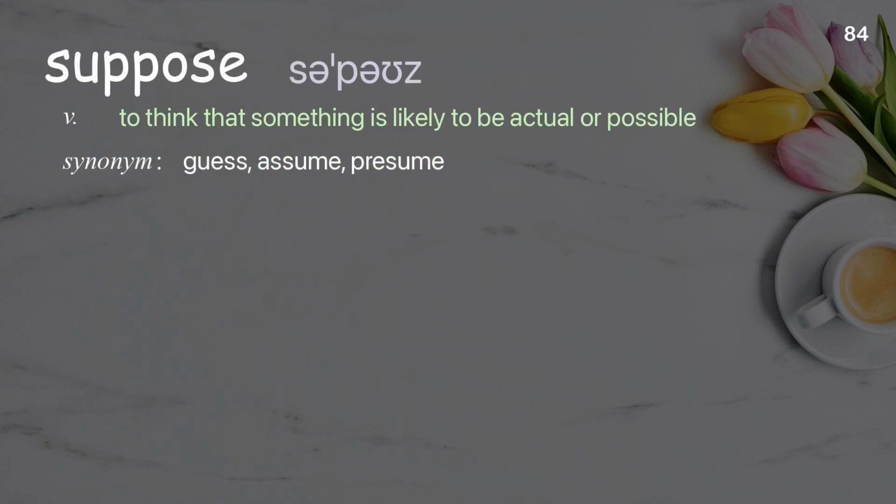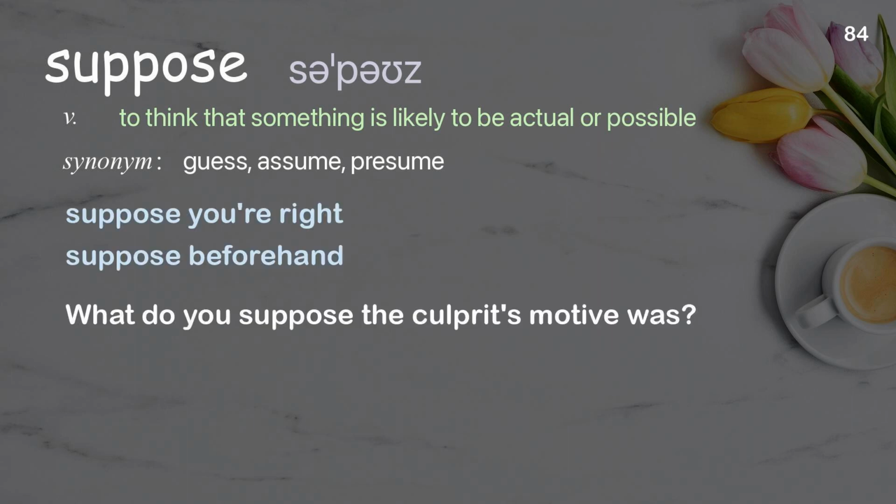Suppose. To think that something is likely to be actual or possible. Examples. Suppose you're right. Suppose beforehand. What do you suppose the culprit's motive was?